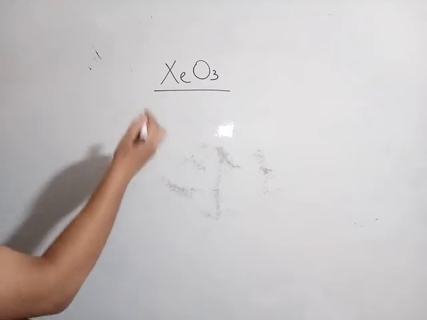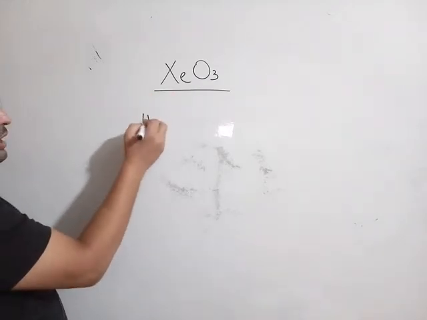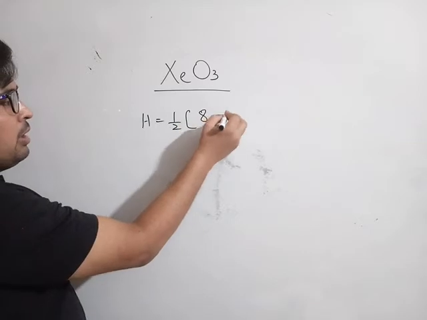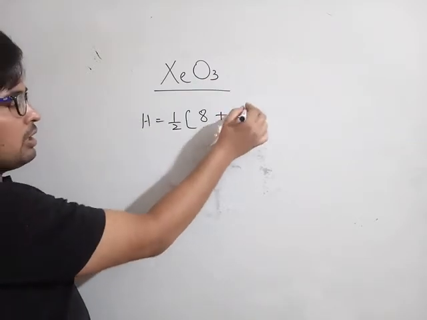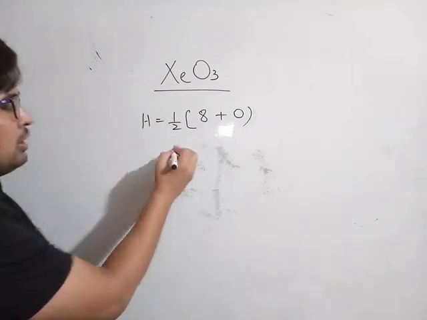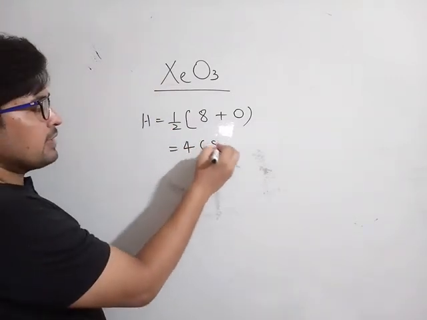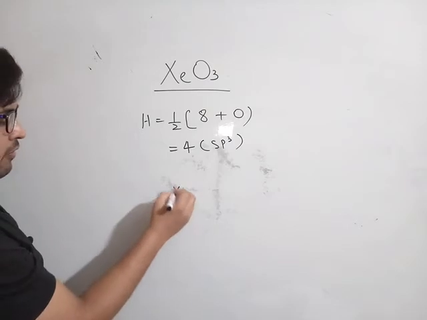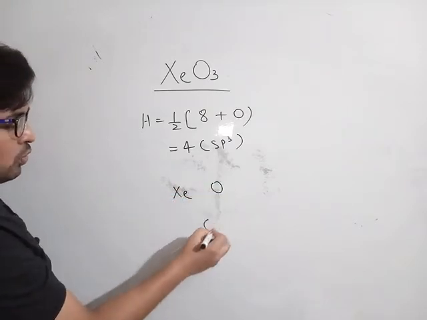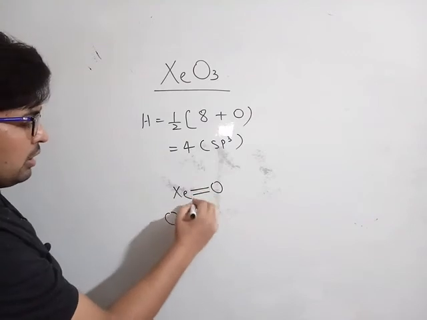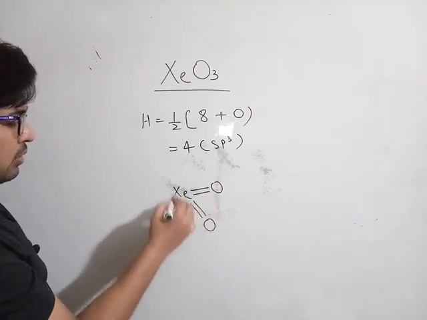Okay, next is XeO3. So if I check the case here, H = 1/2, outermost electrons in the central atom 8, plus we have to count monovalent atoms, not the bivalent atoms. So we will not count the oxygen over here. Value of H will be 4, so case will be sp3. So if I check the case over here, roughly we have our Xe, so O will be on the side. So how many electrons will O take? 2. It will also take 2. It will also take 2.